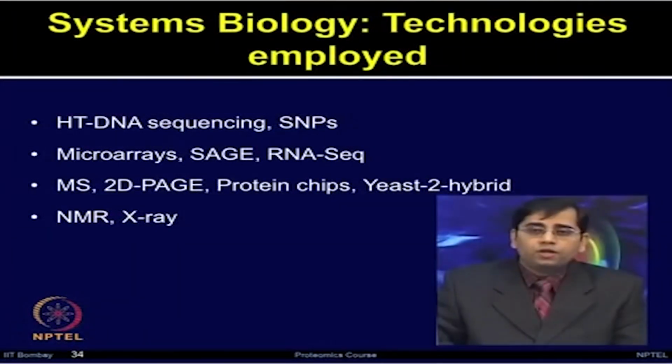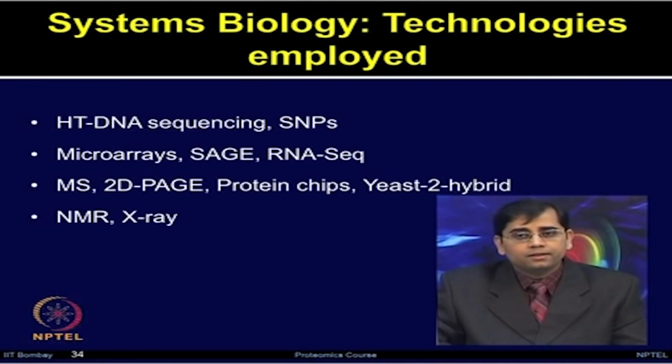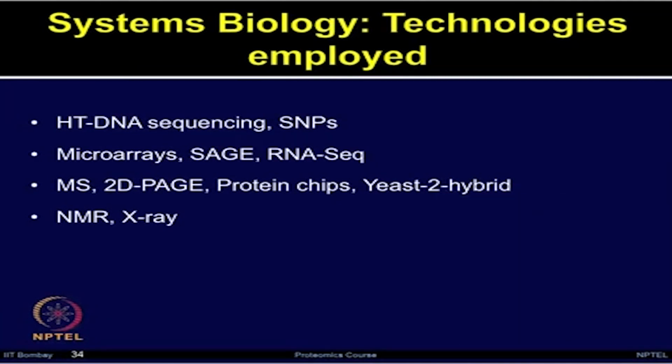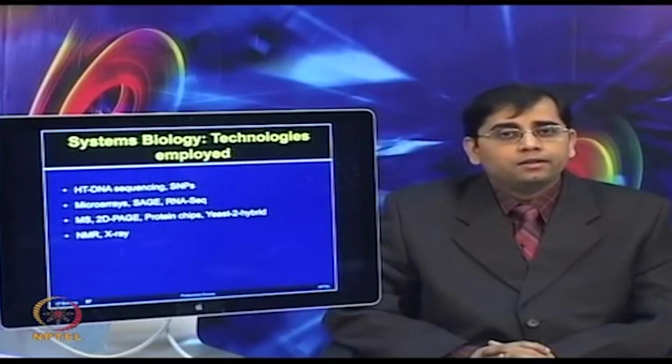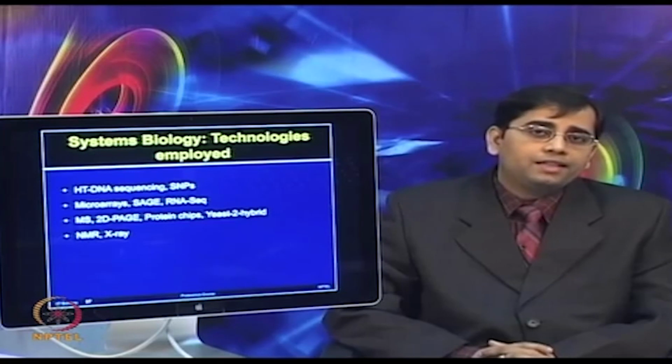Some of the technologies which are commonly employed in systems biology can be classified broadly under the following techniques. For genomics, the high throughput DNA sequencing methodologies and mutation detection using SNP methods. For transcriptomics, the transcript measurement can include serial analysis of gene expression, SAGE, gene chips, microarrays, and RNA sequencing. For proteomics, mass spectrometry, two-dimensional electrophoresis, protein chips, and yeast two-hybrids. X-ray and NMR are mainly employed for the metabolic analysis, the metabolomics.